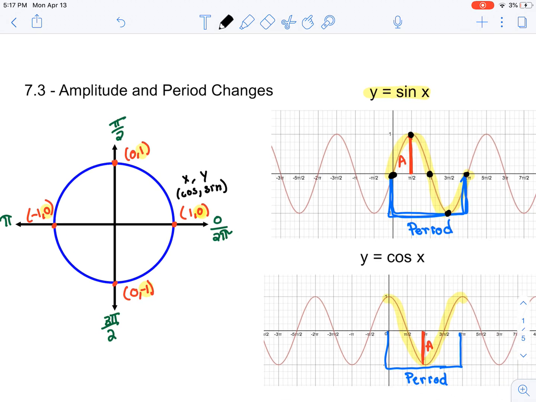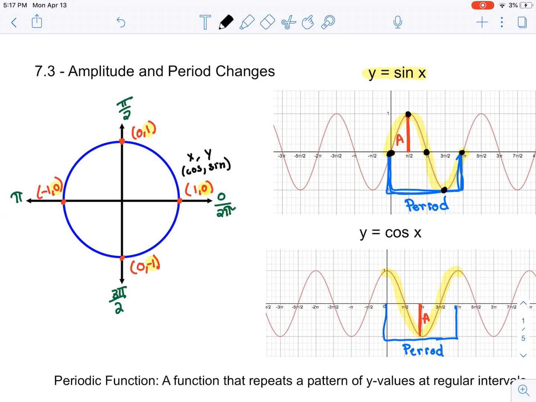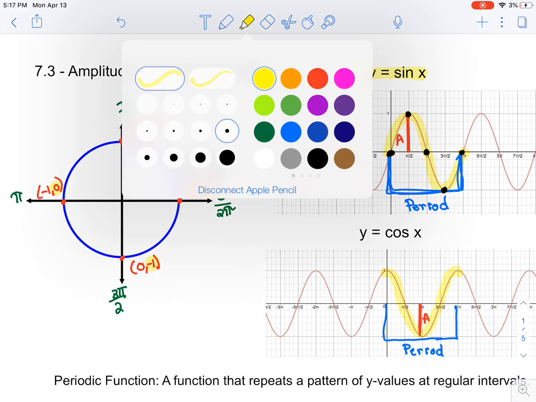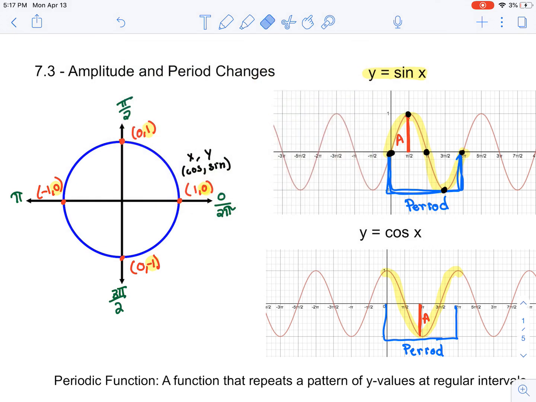We like to kind of think of those 5 main points. With sine, we always start at 0. So you think of starting at 0, going up, back to 0, going down, back to 0. So I kind of think middle, high, middle, low, middle. Same thing happens with cosine. If I think of cosine, I'll do cosine here in green.